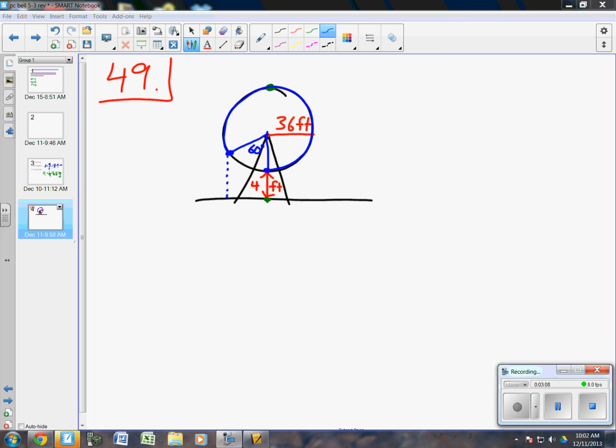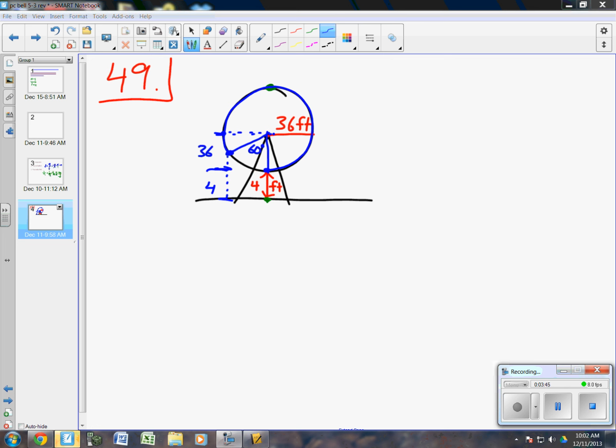Let me ask you this. How far, if you were right here, how far off the ground would you be? Say that again. I'm not following you on that one, but how far would this be off the ground, you guys? 40 feet? Because the distance from here to here is 36, right? From here to here is 4, so that's 4 plus 36.